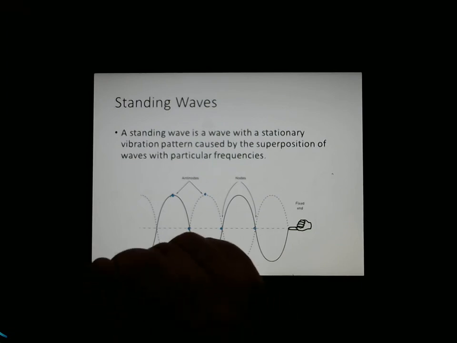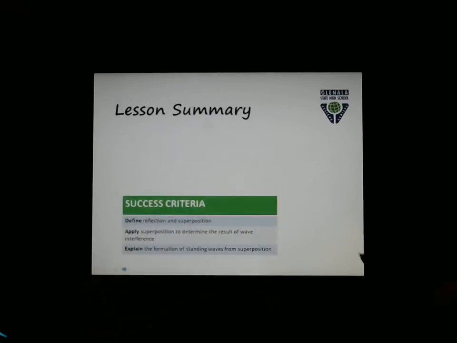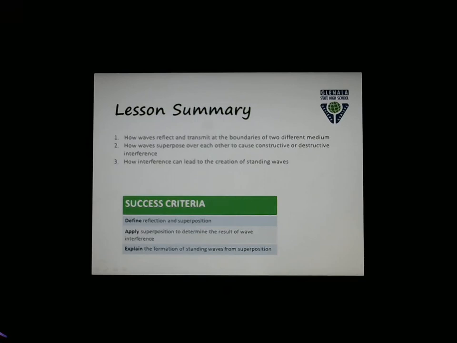Alright, so, in our lesson we've gone through the following. We've looked at how waves reflect and transmit at the boundaries of two different media. We've looked at how waves superpose over each other in order to cause constructive or destructive interference. And then we've seen how interference can lead to the creation of standing waves.